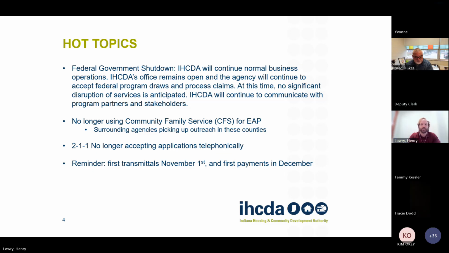Some other news. We're no longer partnering with CFS, or Community Family Services, as an EAP agency. Don't really know what their status is currently, but there are surrounding agencies in that area that are going to be picking up the outreach in those counties. So no worries there for your clients.